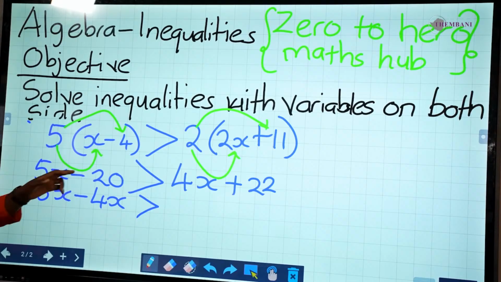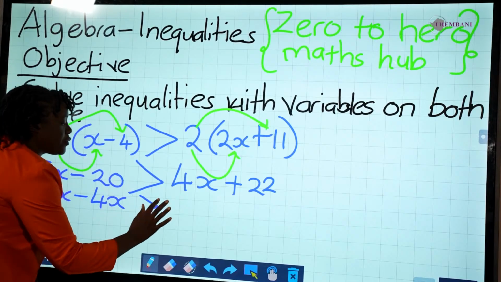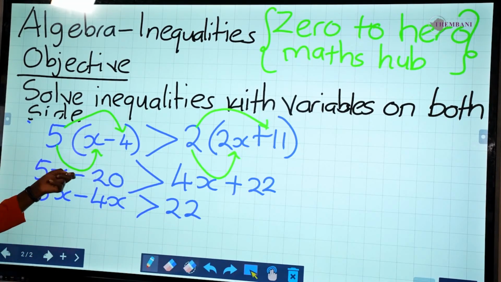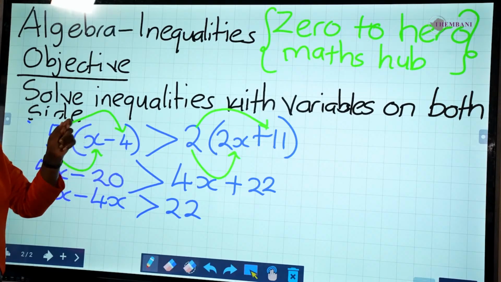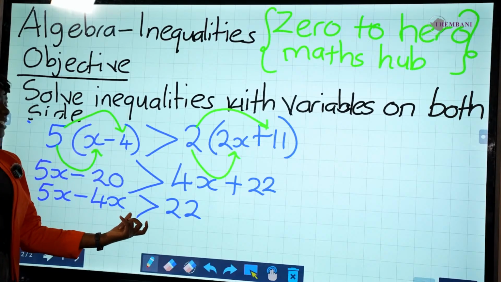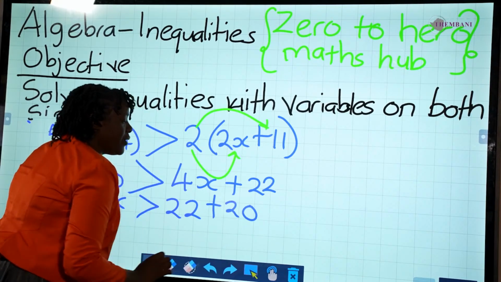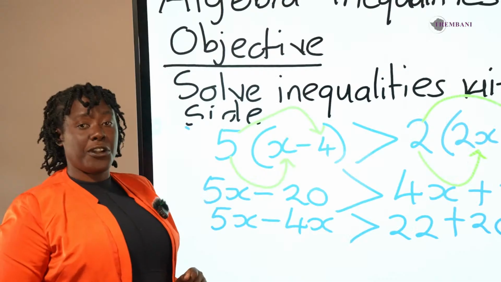Then from there, that side, it means I'm now left with 22. And from that 22, I want to move this negative 20 to that side. So it was negative, and if it crosses the inequality sign, it becomes positive. So I have a plus 20 on this side. I hope you are following.